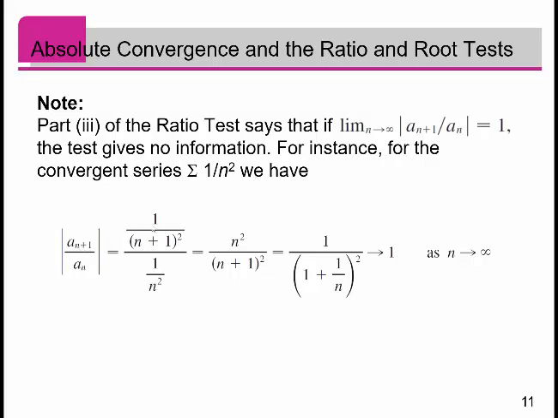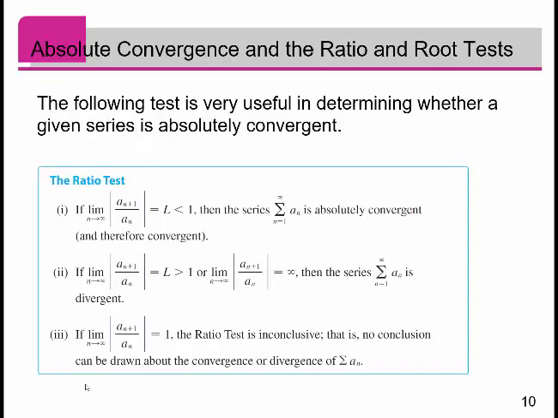So the (n plus 1)th term is 1 over (n plus 1) squared, divided by the nth term, 1 over n squared, which simplifies to the following. Simplify it a little bit more by dividing by n squared. When you take the limit of this, it goes to 1 as n goes to infinity. So even though the series is convergent, the ratio test doesn't tell us that it absolutely converges, because here the limit is equal to 1.